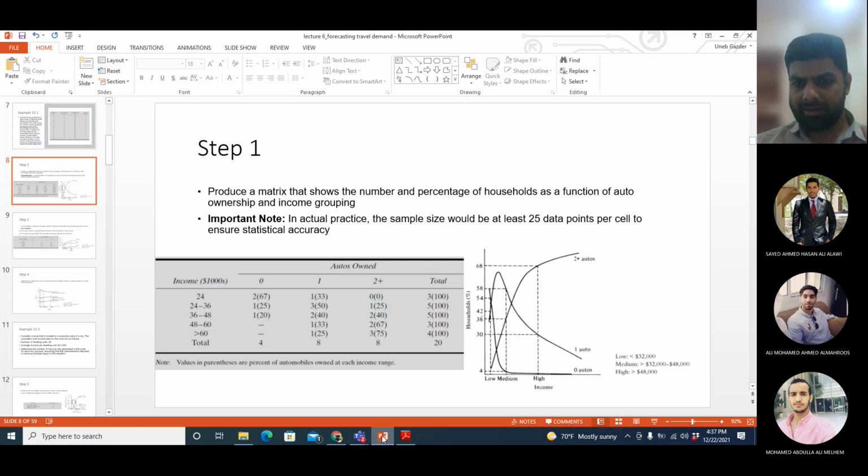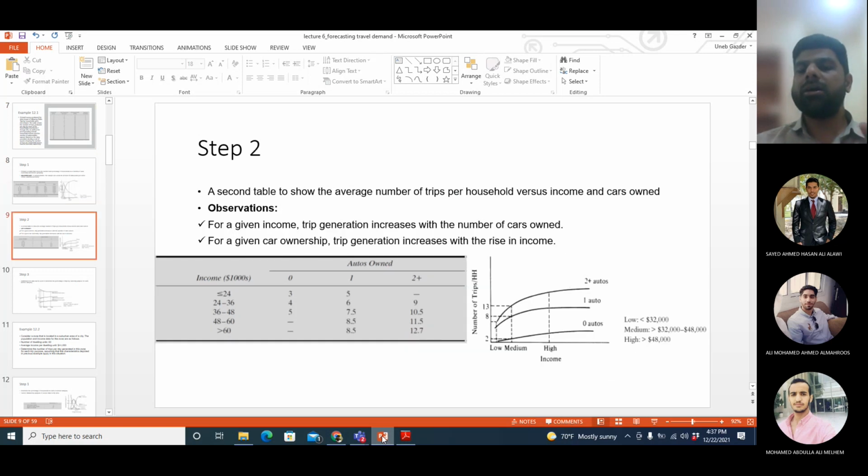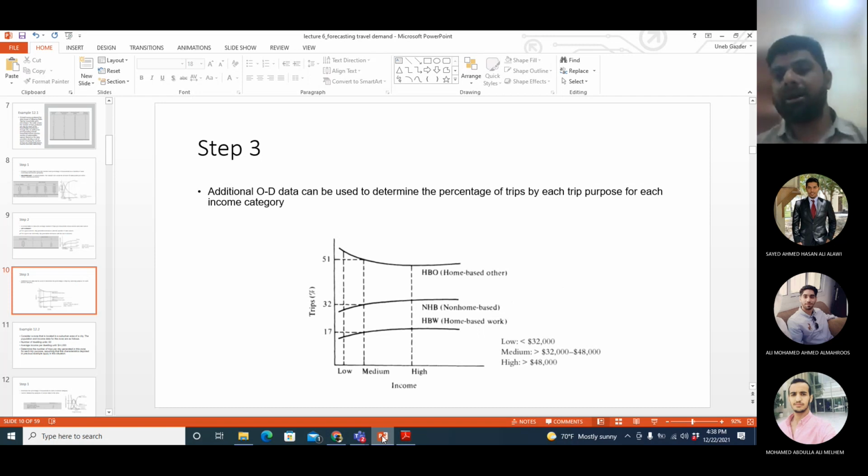Then they plotted it. Then they found trips for each income category and car ownership category. For each combination of income and car ownership category, they found the average number of trips. So average number of trips for people having low income and 0 cars, low income and 1 car, low income and 2 plus cars, and same thing for medium and high income as well. Again from the sample data from these 20 households.